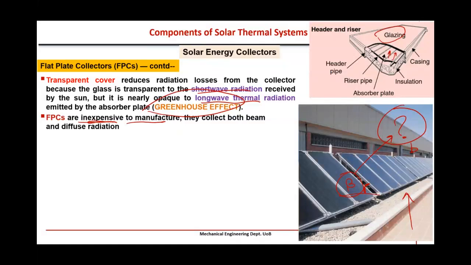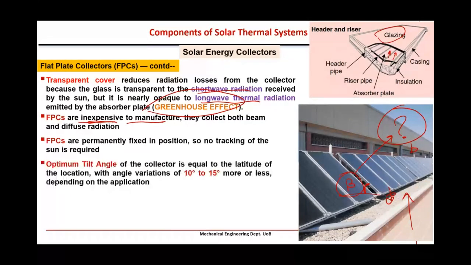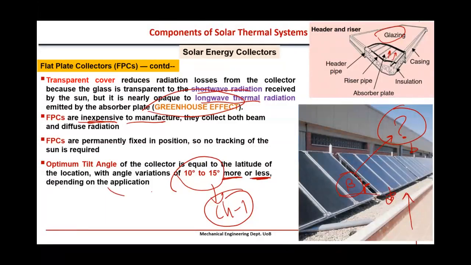And they can collect both beam part and diffuse part. So all of those points we have already discussed, right? What should be the optimum tilt angle? That is also we discussed in chapter 1, right? So here is a typical rule of thumb. It should be 10 to 15 degree more or less, depending upon application and depending upon latitude. Application means if it is an application for winter or if it is an application for summer. Winter application or summer application.